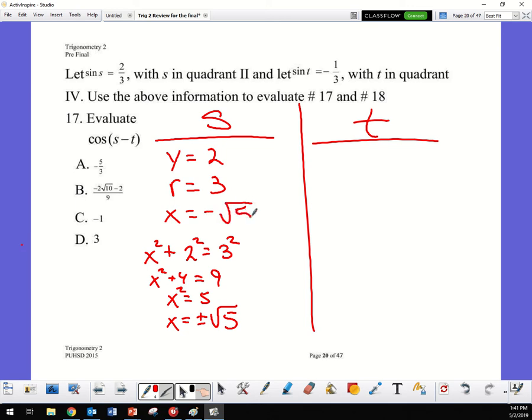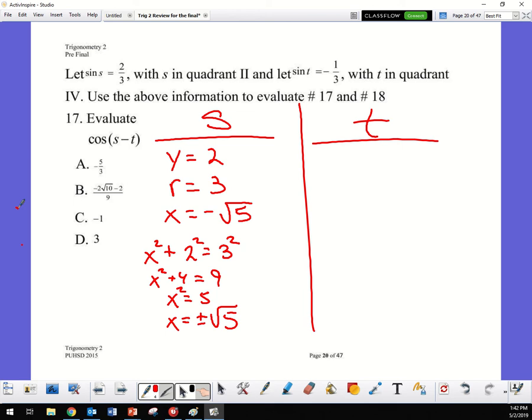You have to pay attention. You can't just do it in your head. It's going to screw up all your answers. Now, we actually started doing X's, Y's, and R's in chapter 1, so we've been doing it all year. At this point, I expect you to know all these. All right, so sine of t is equal to negative 1 over 3.